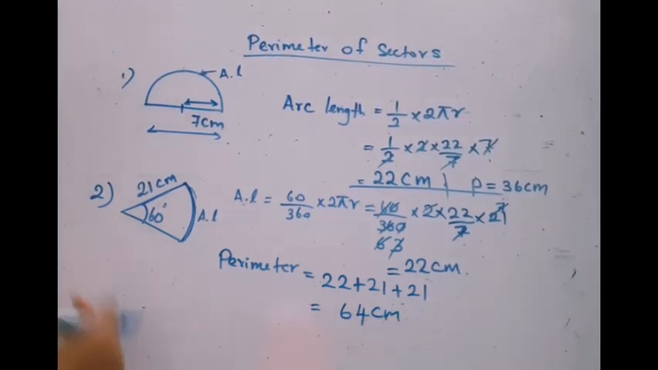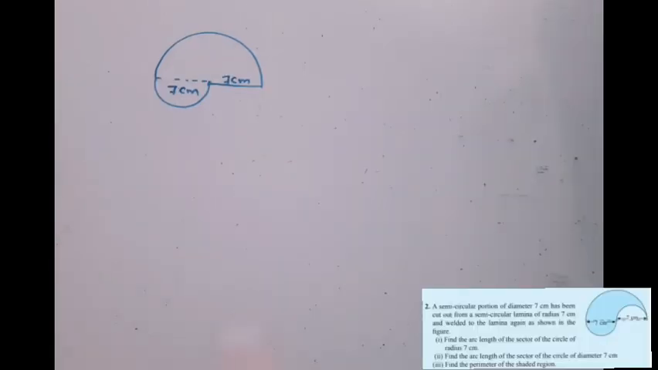64 centimeter is the perimeter of this sector of the circle. So that's all, children, for me to explain to you regarding this lesson. So let's look into a few questions from your textbook so you can understand this lesson a lot better.